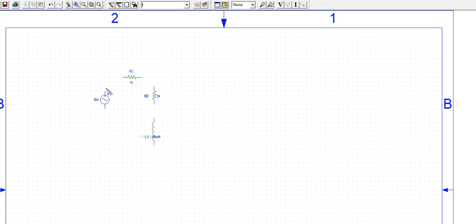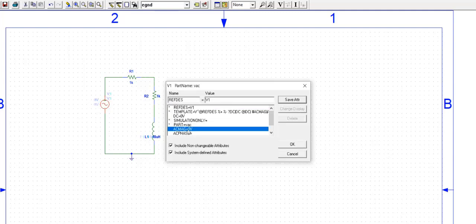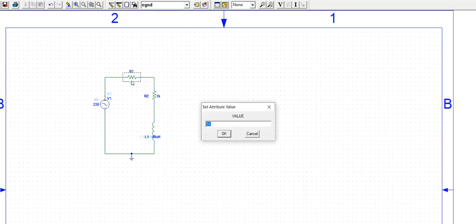Now let's complete this. Take a ground. Now our AC magnitude is 230 and phase angle is 0. This resistance is 20. This one 5. And this inductance is 3 milli.